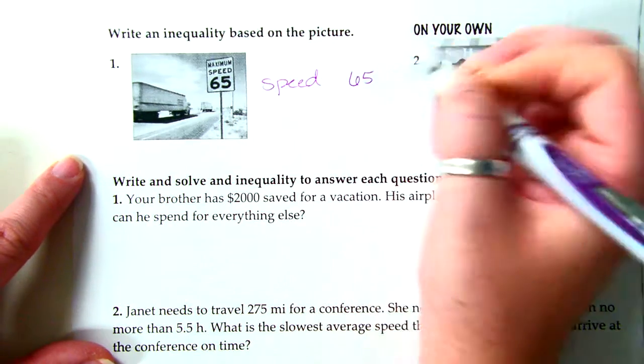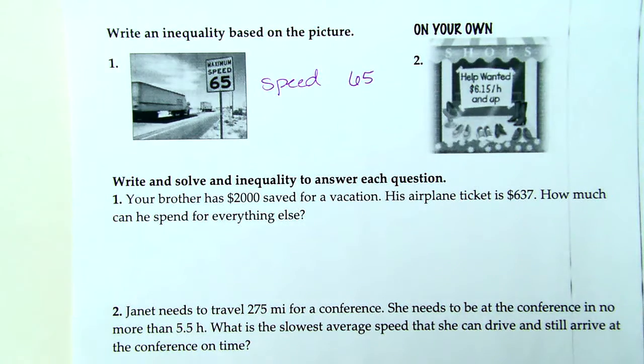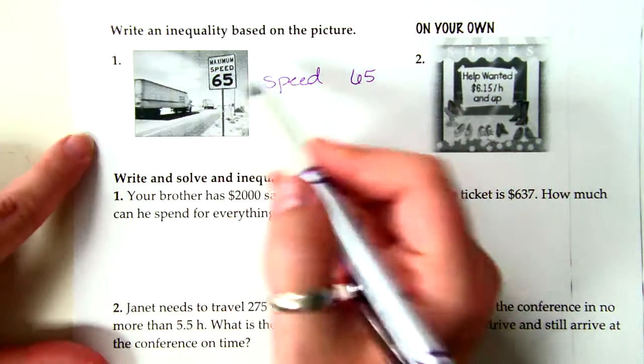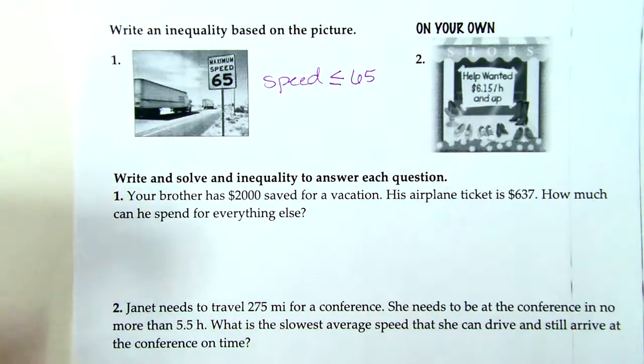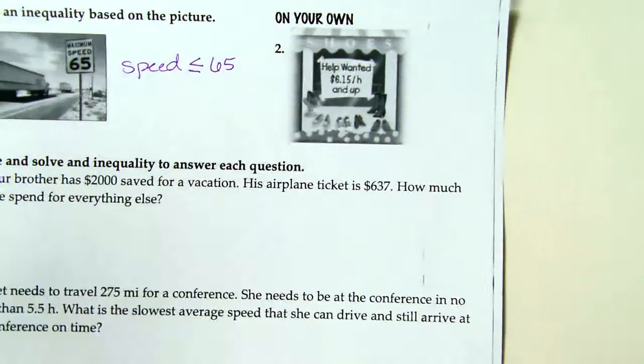65. So now you have to decide, is it less than that, or can it be greater than that? Can it be greater than or equal to 65, or less than or equal? So your speed should be less than the maximum speed, or exactly the maximum speed. So it should be less than or equal to. So go ahead and try this one on your own.